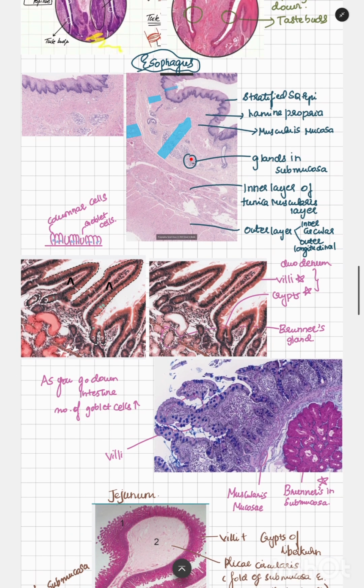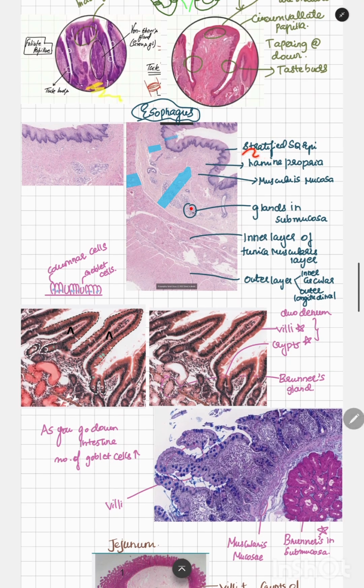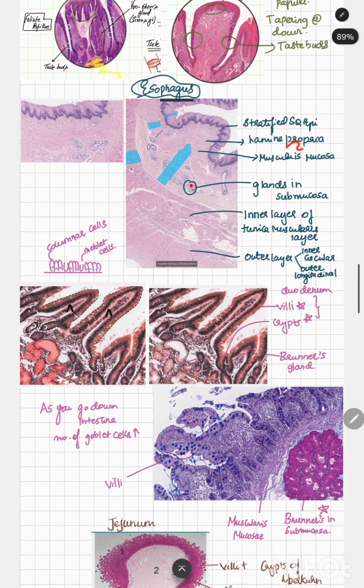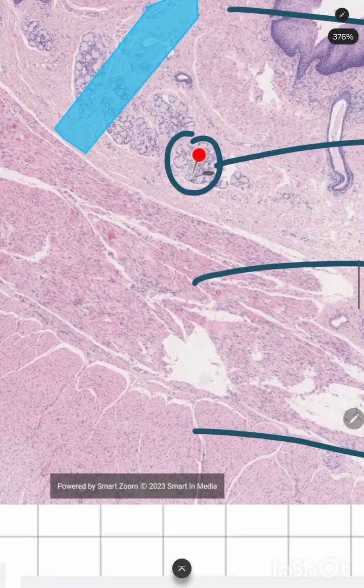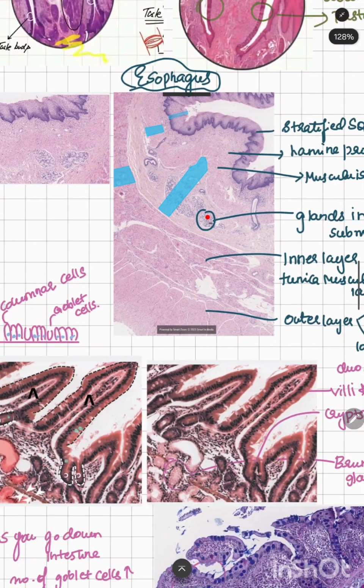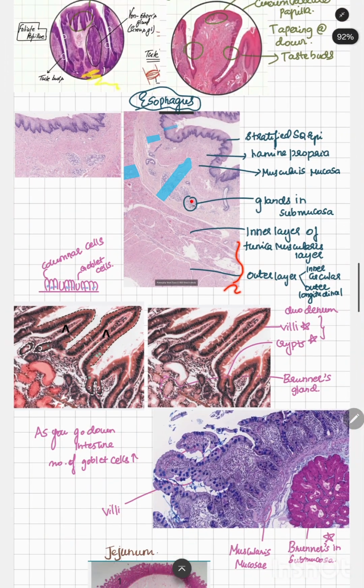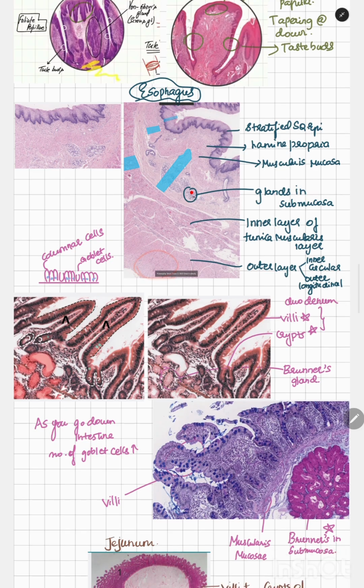Then comes the esophagus. The esophagus is lined by stratified squamous epithelium. Okay, and then next part is lamina propria. Under that you have muscularis mucosa. Then this whole part is submucosa, which has glands in it. So these are the glands which are found in the submucosa. Then this whole part is muscularis propria, where the inner part consists of circular muscles, then the outer part consists of longitudinal muscles.